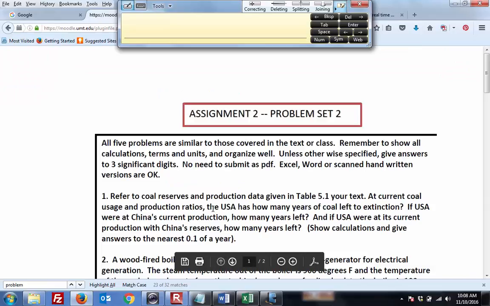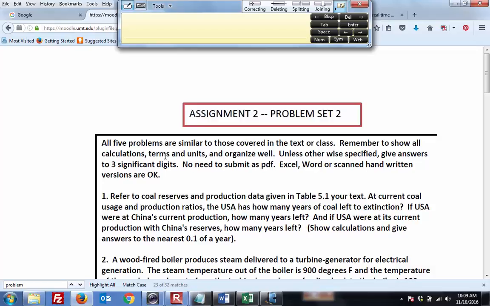It's fine. All right, all 5 problems are similar to those covered in the text or class. Remember to show all calculations, terms, and units and organize well. Unless otherwise specified, give answers to 3 significant digits. We covered that before. No need to submit as PDF. You can, if you want. You can submit as Excel or as Word or scanned. So I'm making it easy on you in terms of how you submit this.